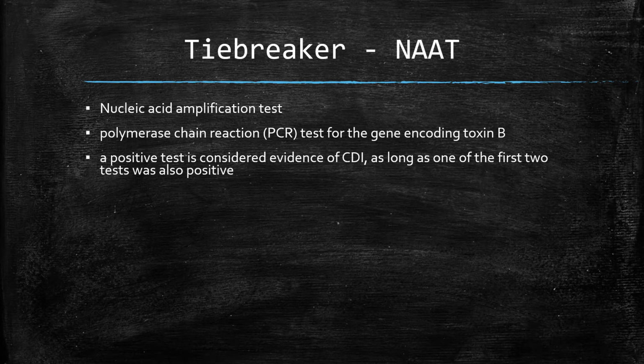The tiebreaker test is a polymerase chain reaction test for the gene that encodes toxin B. A positive test here is considered strong evidence of a C. diff infection as long as one of the first two tests was also positive.